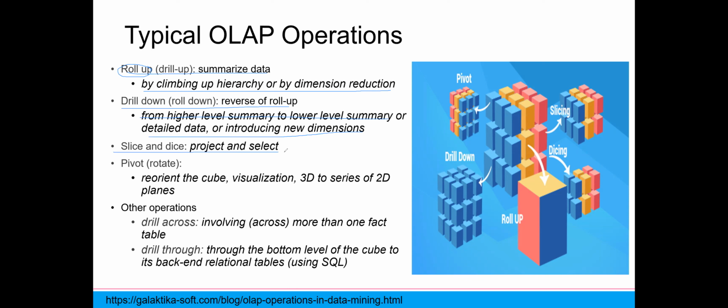We have slice and dice, which is project and select. We have pivot or rotate, which means we reorient the cube. We can do visualization, 3D series to 2D plane, and some other operations. For example, drill across means we want to invoke more than one fact table, and drill through means we want to go through the bottom level of the cube to its back-end relational tables.